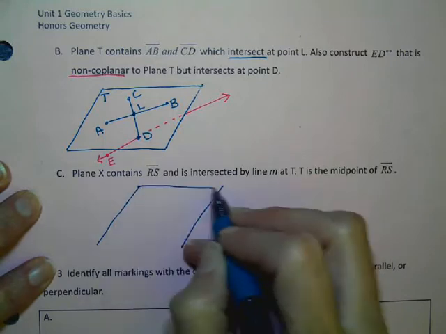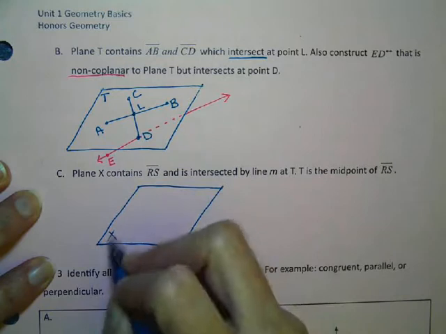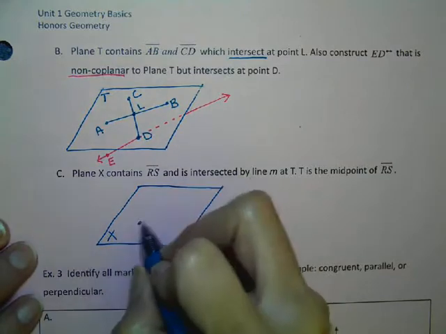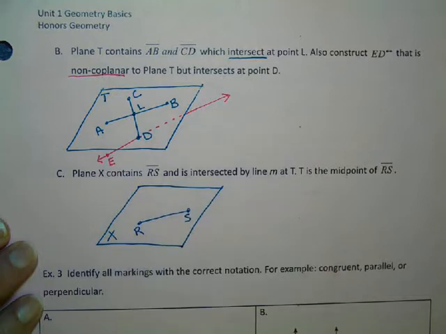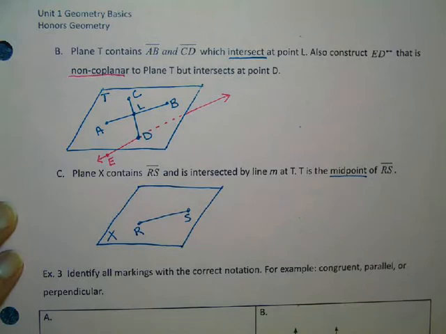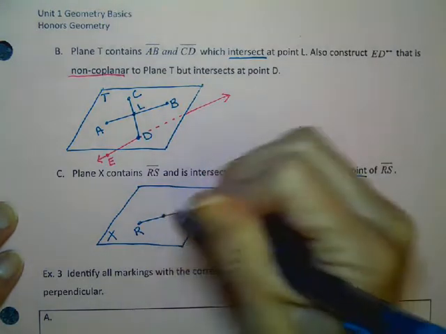So in some corner you want to pick, just put an X for plane X. It contains a segment RS, so I need a segment. And is intersected by line M at T. T is the midpoint of RS. So this is important. Midpoint means it's halfway. So we need to make sure this line is halfway.